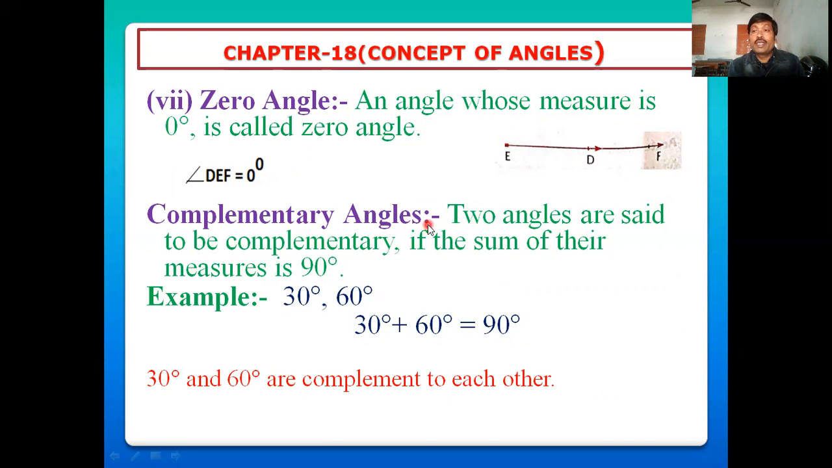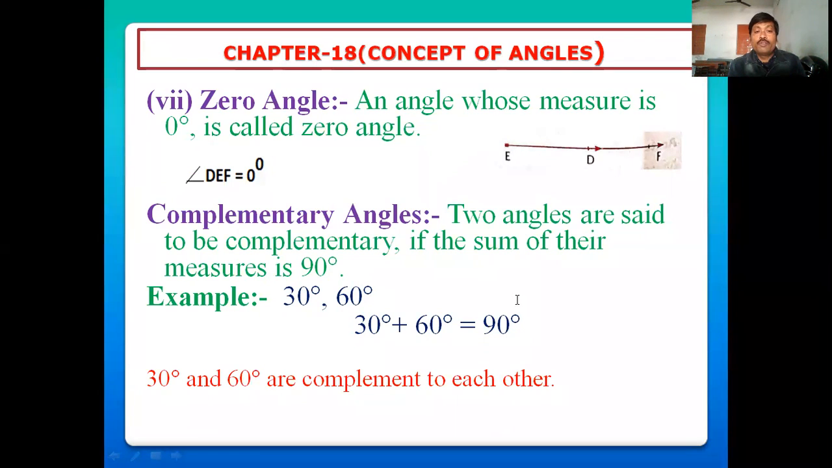And now, complementary angles. This is a very important part of this chapter. Through this definition, we can find whether the given two angles are complementary or not, and how we can find the complement angles. Let us see. Two angles are said to be complementary if the sum of their measures is 90 degrees. As an example, 30 degrees and 60 degrees. When we add both these angles, 30 degrees and 60 degrees, we get 90 degrees, and 30 degrees and 60 degrees are complements of each other.